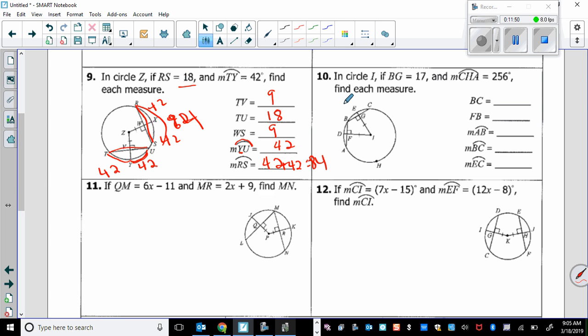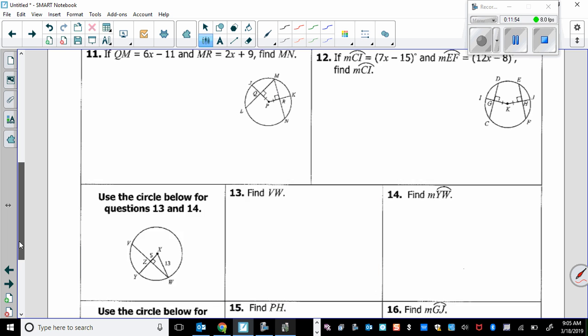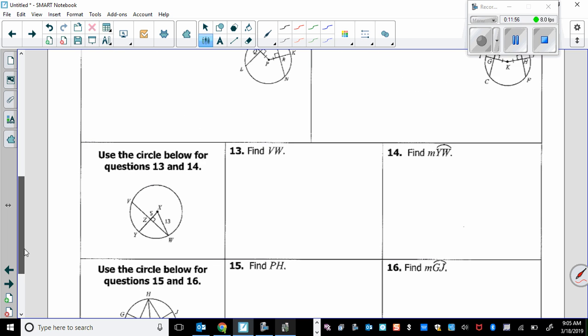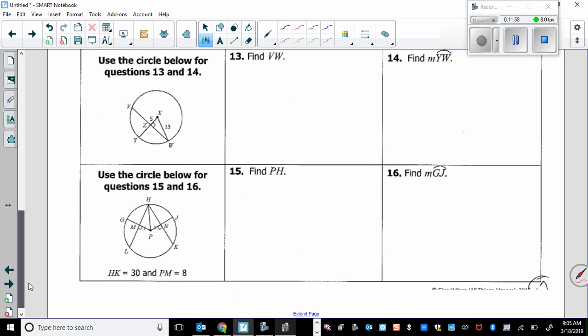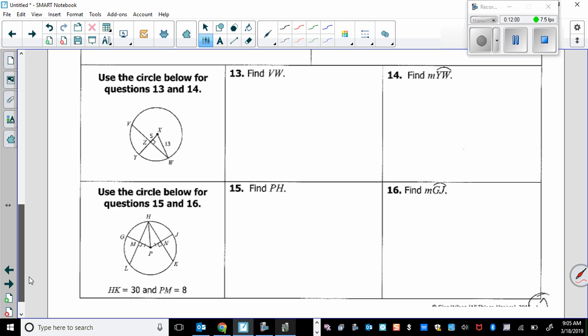All right, I'll do one more thing, and I think you guys should be able to get the rest of them done. Oh, no, no, let's do this problem. So let me skip that part because this one is a little bit tricky. Not tricky, but it's a different question. So use the circle below for question 13 and 14. So in this case, what is VW, right?